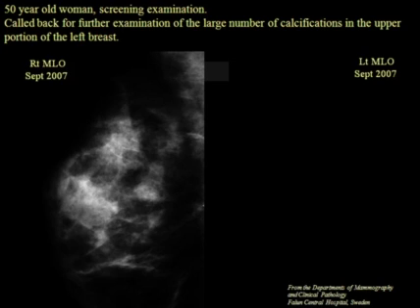I do have some images. This is courtesy of Sweden and the Font Central Hospital. This is a 50-year-old woman who comes in for a screening exam. She was called back for additional exam because she had several calcifications in the upper portion of her left breast.